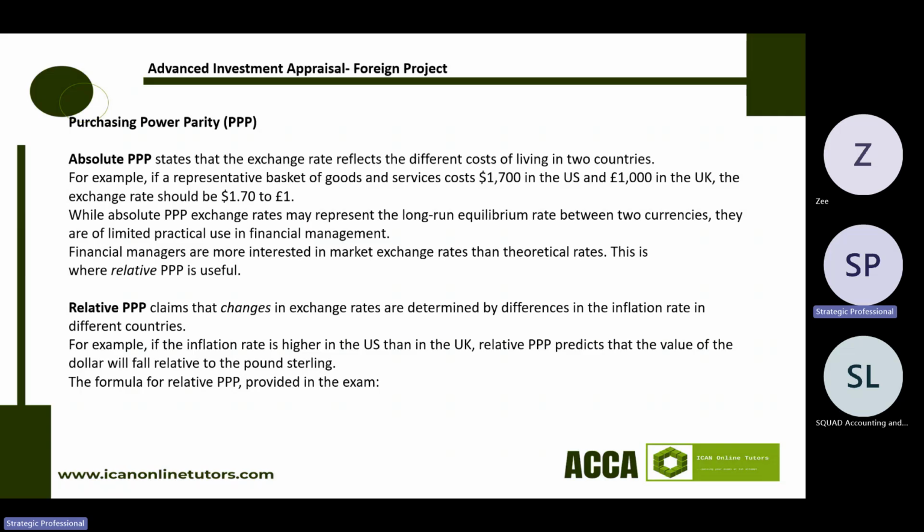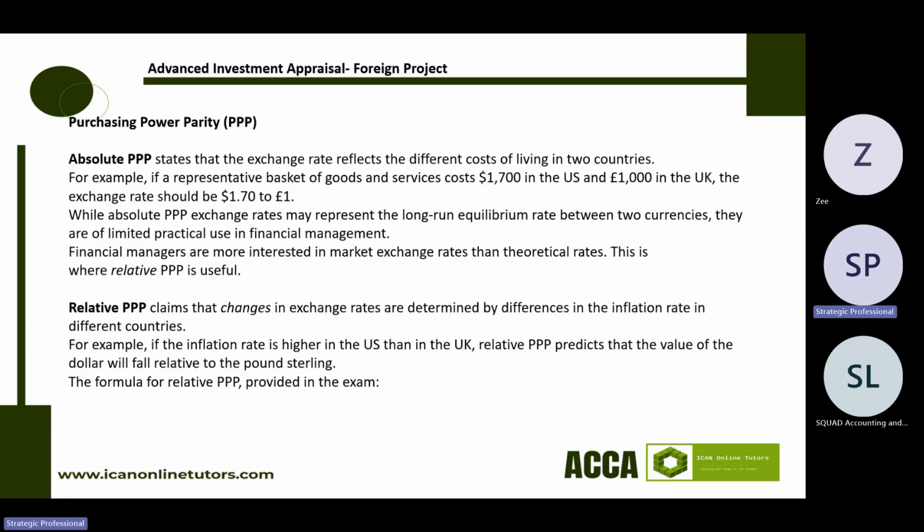And what is absolute here? Absolute states that the exchange rates reflect the different cost of living in two countries. For example, if a representative basket of goods and services costs $1,700 in the US and £1,000 in the UK, the exchange rate should be what? 1.7 dollars to 1 pound. So it's just dividing the $1,700 by the £1,000. That's the exchange rate. That is what absolute PPP preaches.